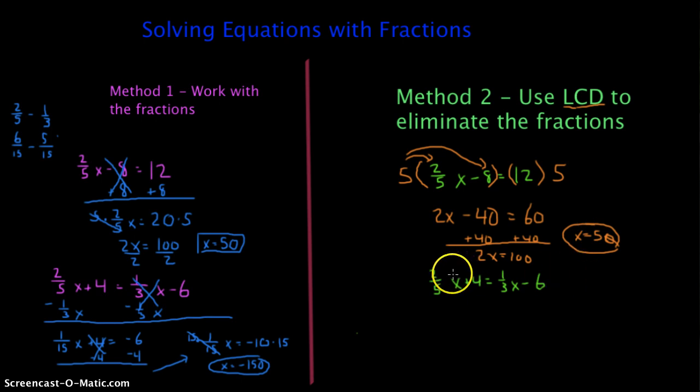On this one, the technique for doing that is a little trickier. If I multiply by 5, I'm still going to have a fraction here, because if I do 5 times 1/3, I don't get a whole number. So instead of multiplying by 5, I'm going to multiply by the least common denominator. So if I have 5 and 3, the least common denominator is, think about that for a second. What number can I multiply to get rid of the 5 and the 3? And the answer is, of course, 15.